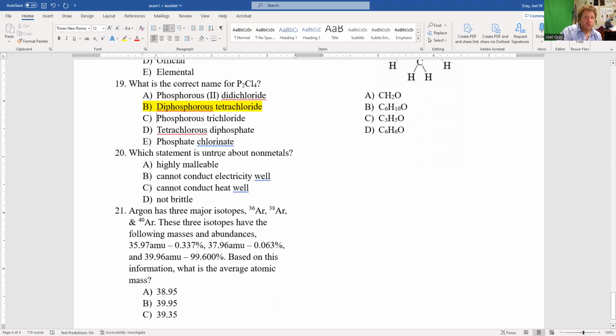Which statement is untrue about nonmetals? Okay, so we're looking for something that is not true about nonmetals. We've got answer option B, cannot conduct electricity well. That is true of nonmetals. Cannot conduct heat well. That is true of nonmetals. Not brittle. Well, nonmetals are very brittle.